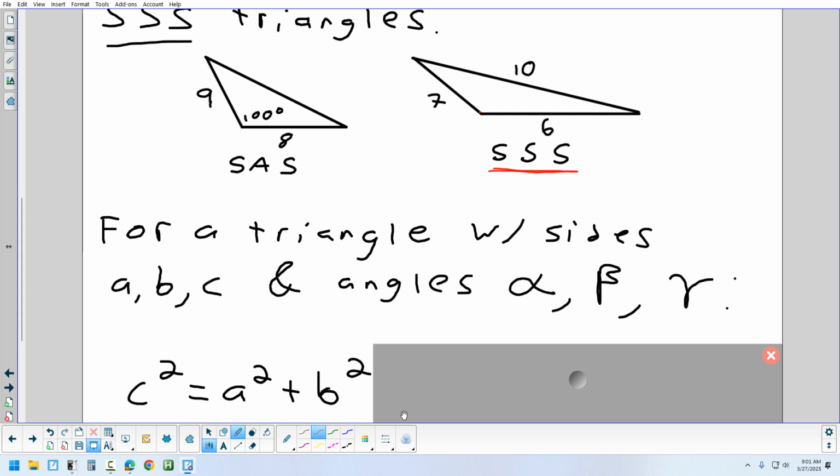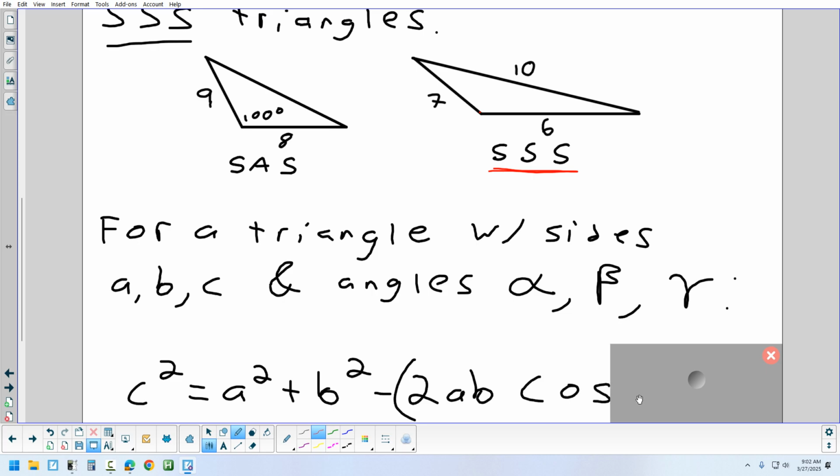So it starts out like the Pythagorean theorem. One side squared equals the sum of the other two squared. But then we have to subtract something. And this subtraction is going to account for the fact that you don't have a 90-degree angle. So it's kind of like Pythagorean theorem with an adjustment. So the adjustment is 2 times the product of the two sides that you wrote down just before it, the A and the B, times the cosine of the angle across from the letter you started with.